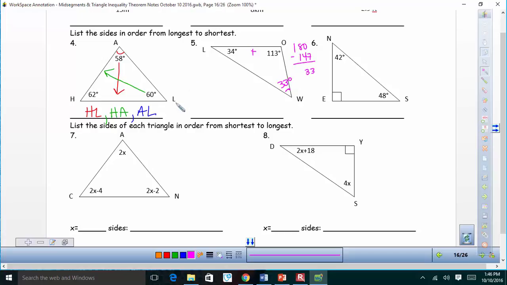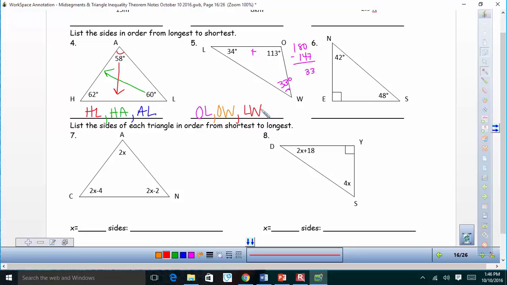So which angle is my smallest? 33. What side is across from that angle? OL. So OL would be my smallest side. Then what else? OW would be next. And last would be LW.